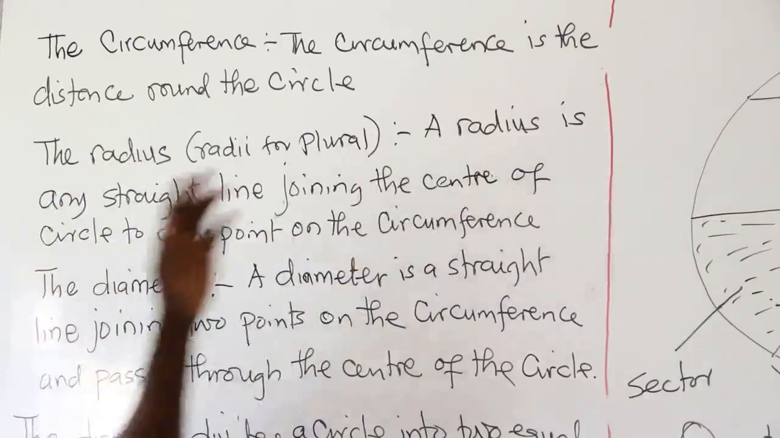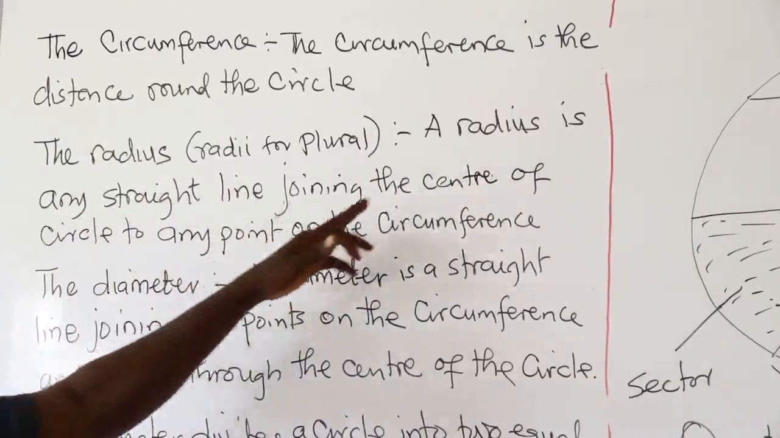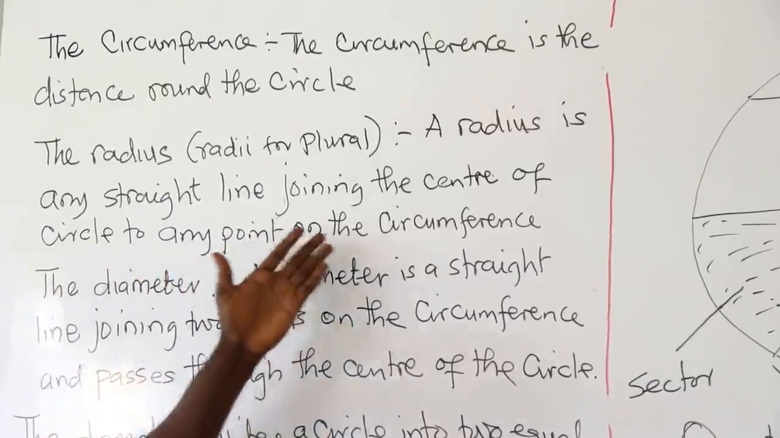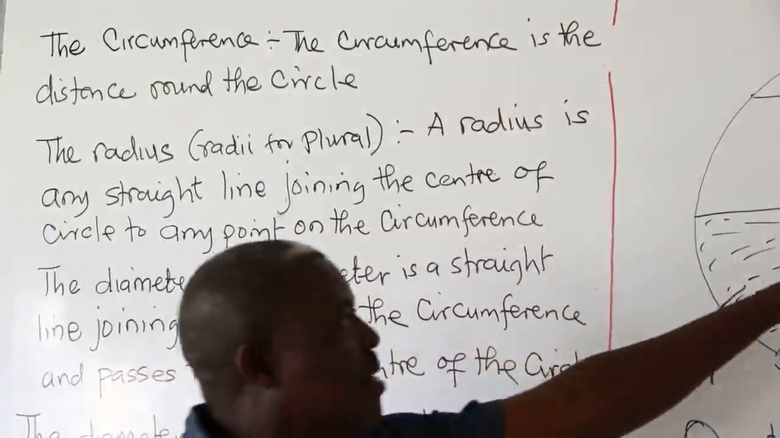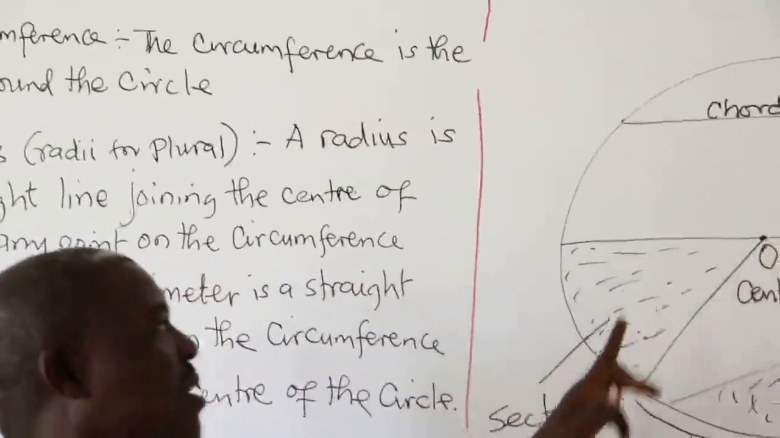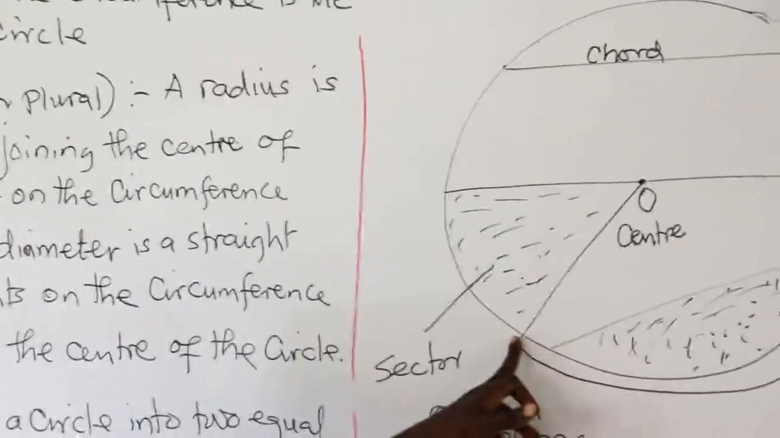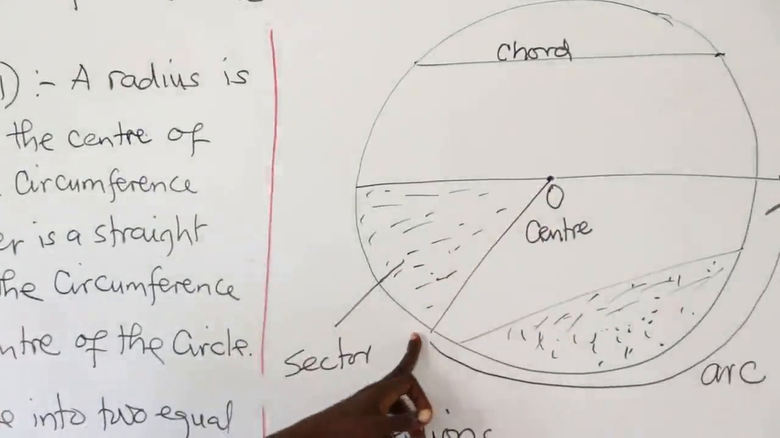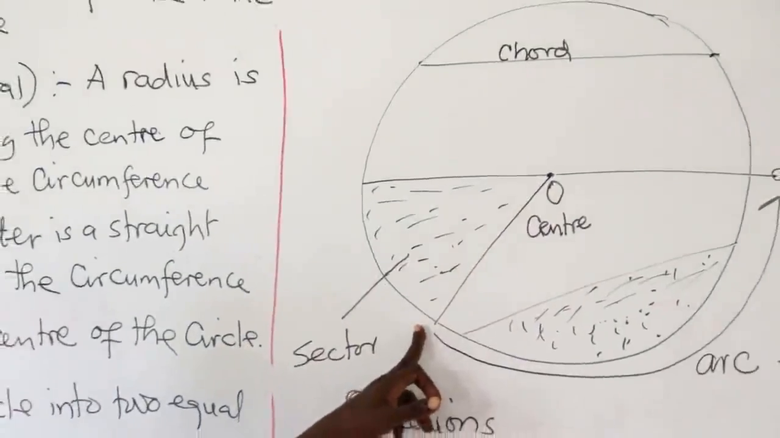A radius is any straight line joining the center of a circle to any point on the circumference. Look at this point here. From this point to this point is called a radius. From this point to this point is called a radius.